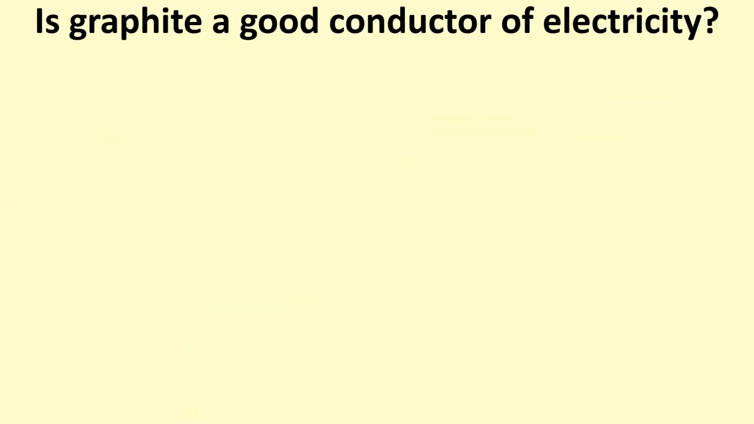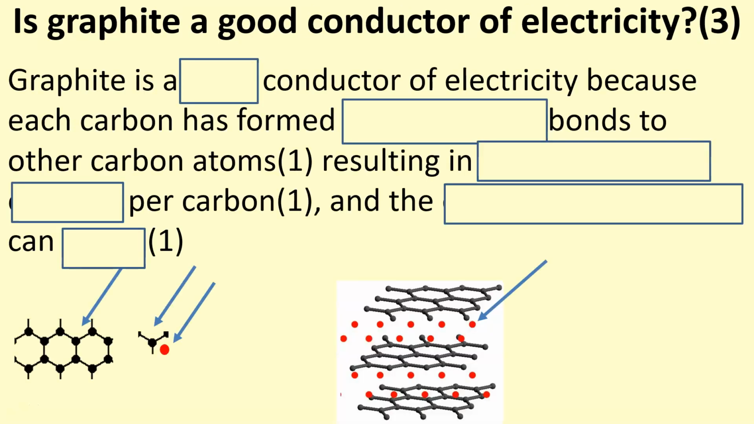Is graphite a good conductor of electricity? Pause the video, see if you can think about what the answer might be, and then push play. So graphite is sometimes used as electrodes during electrolysis. So it is a good conductor of electricity from our practical experience.